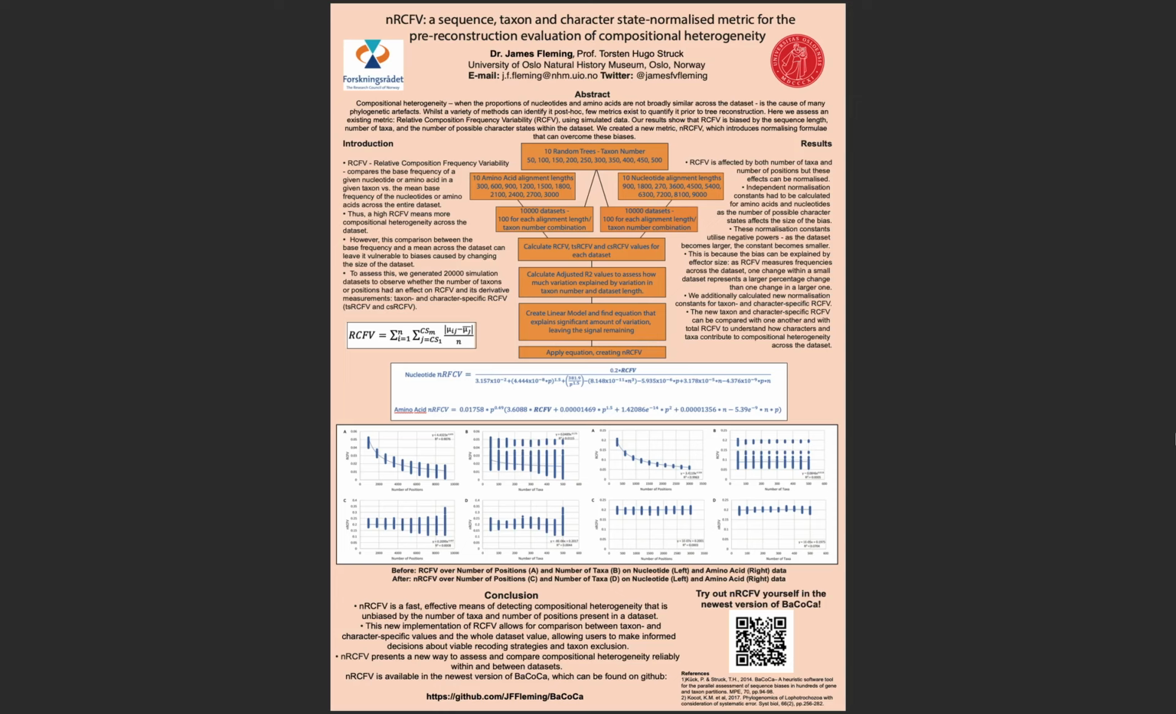However, because RCFV measures relative change across a dataset in order to establish its metric of compositional heterogeneity, there is a concern that the size of the dataset may bias the size of RCFV itself. A single change within a small dataset is a larger relative change than a single change in a larger dataset.